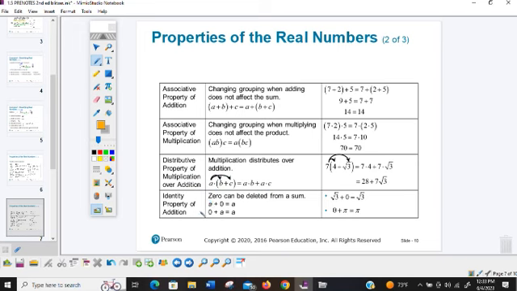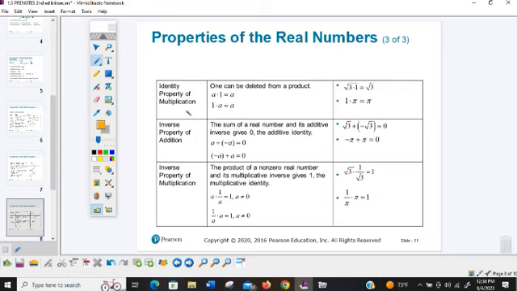Identity property of addition, if you add 0 to a number, you get what you started with. So that is called the identity property. Identity property for multiplication, if you multiply by 1, you get what you started with. And the last two we're going to look at are inverse property. Inverse property for addition, you want to add the opposite. So a plus negative a would be 0. Or negative pi plus positive pi would be 0.